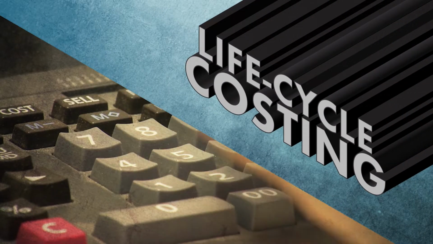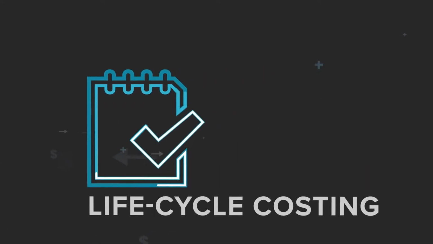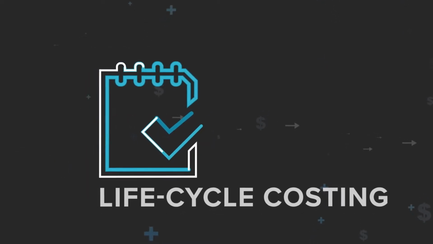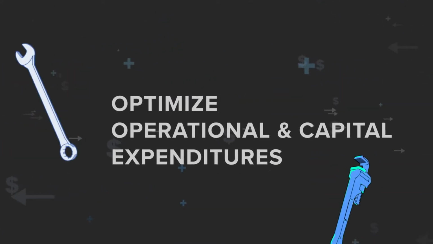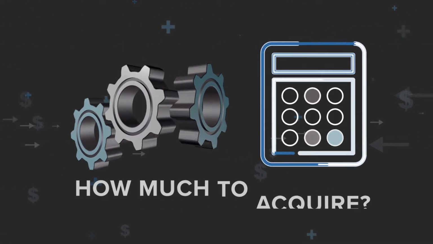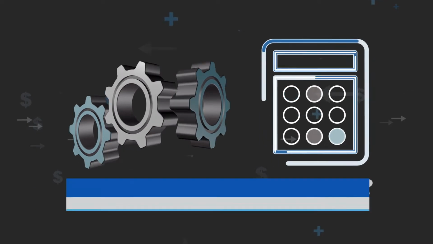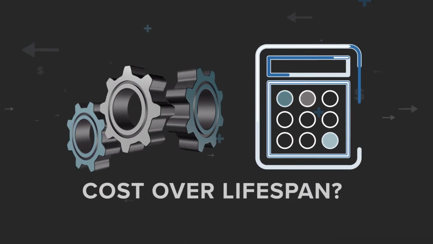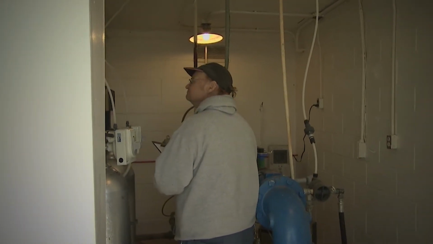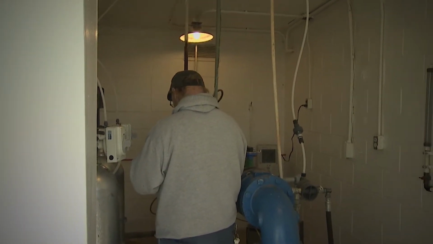The next core component of asset management is life cycle costing. Knowing exactly how much and what type of maintenance to do on an asset during its life will optimize operational and capital expenditures. How much will an asset cost to acquire? How much will that asset cost over its expected lifespan? And how much will it cost to replace? These questions are critical when deciding if assets will comply with future regulations.